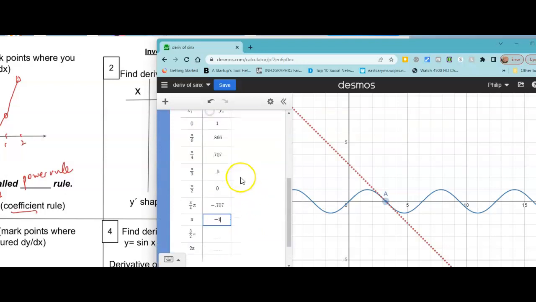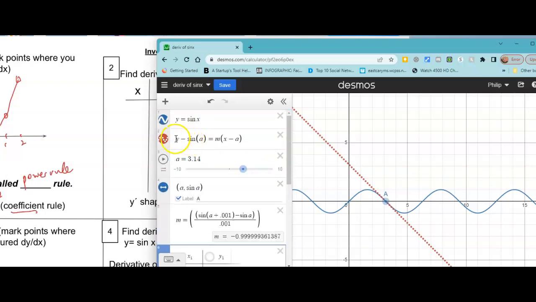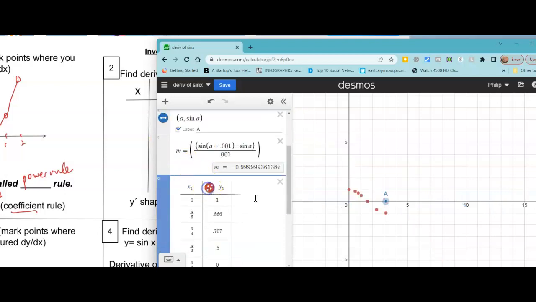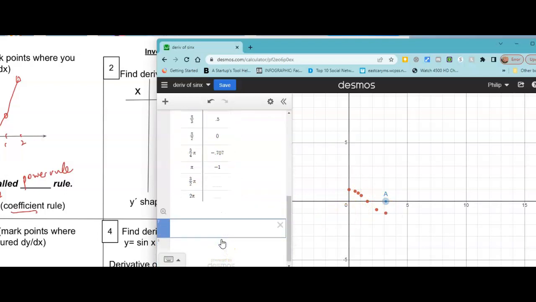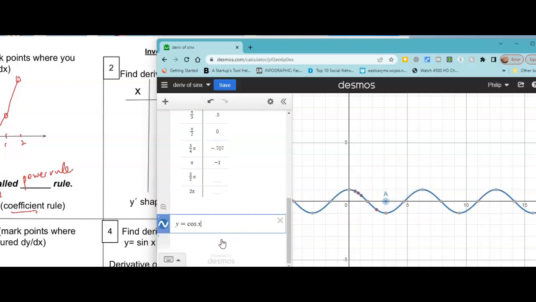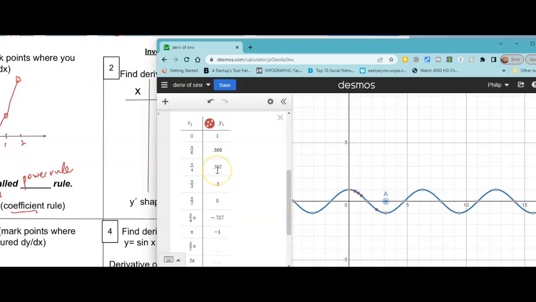Okay, so now let's turn the original function and the tangent line off, and let's turn on the points that we just stored in our table. What does this look like? It starts at 1 and it goes down, and at pi, it's negative 1. Doesn't it look like cosine? It is cosine. So it turns out that the derivative function for sine is cosine.